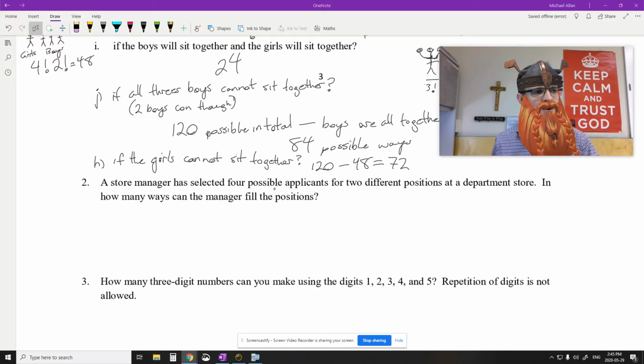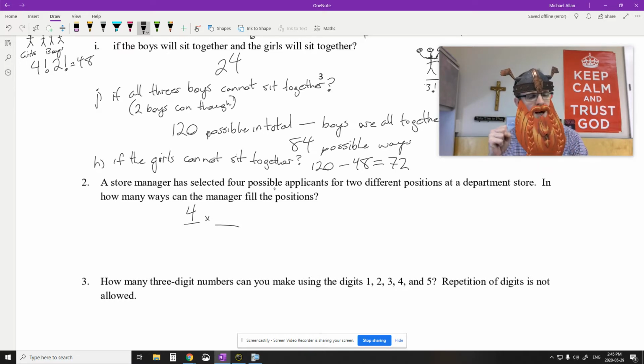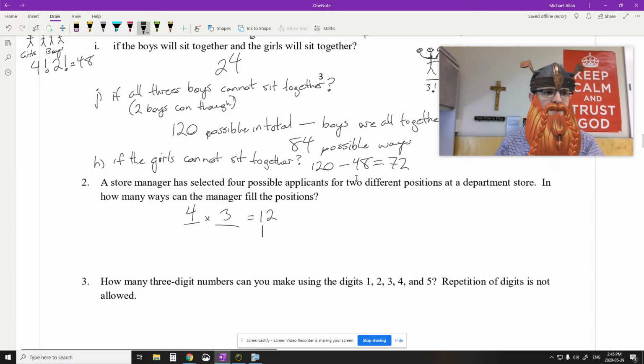Now, this one's not too hard to do because you only have two positions to fill, right? And you have four possible applicants. So maybe he just has these applicants in front of him, looking at them, saying, okay, who could be this? And he just picks one at random. There were four outcomes for that. Now, because he's picked that person, he's put him aside, and then he's going to pick the next one. There are only three outcomes for that. And there are only 12 possible ways you can fill the positions. That's almost small enough that you can actually do it.